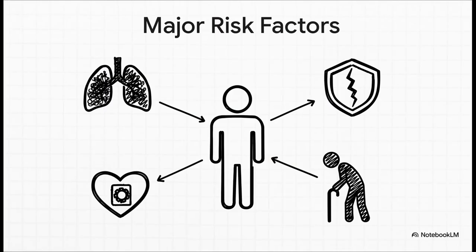The switch from being a harmless commensal to a pathogen is really all about opportunity. The people who are most at risk are those who already have some vulnerability. We're talking about patients with chronic lung issues like COPD, people who are immunocompromised, patients with things like catheters or prosthetic heart valves, and the elderly.